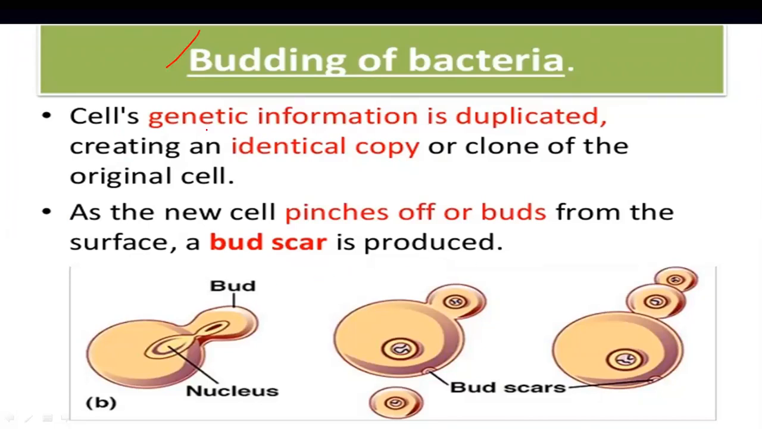Here we can see the cell's genetic information is duplicated first of all in every cell. It duplicates its DNA, then an identical copy, a clone of the original cell, is formed. The cytoplasm of this bacterium elongates and moves towards another side, and around it the cell membrane and cell wall appear. When they appear, it is elongated so much that the DNA is completely divided from the center, so it moves towards the other side.